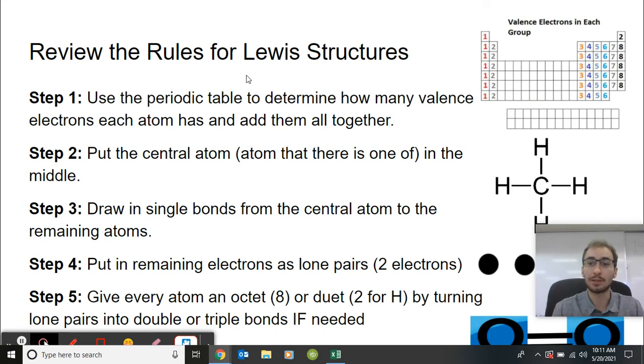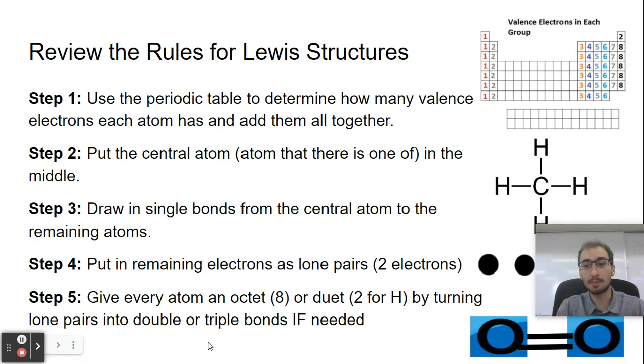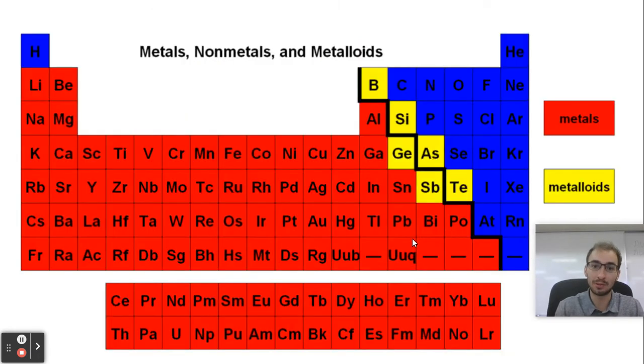That's the first step. You want to figure out how many valence electrons are in the molecule total. Then the next step, you put the central atom in the middle. Then you draw in single bonds from the central atom to the rest. Then you add whatever electrons you have left over as lone pairs. And then after you use all the electrons, if there still are elements that need 8, add in double, triple bonds, which you will have to do for a lot of these today.